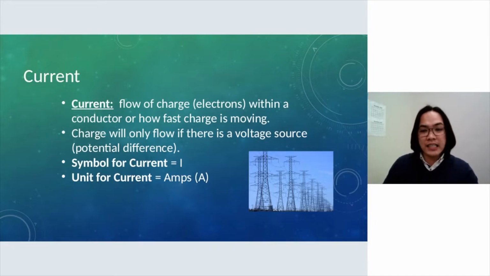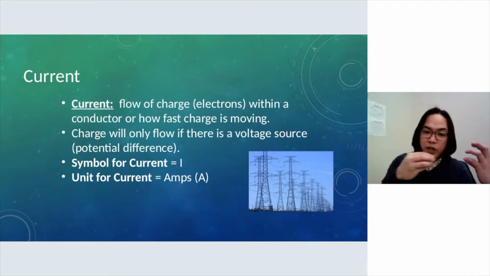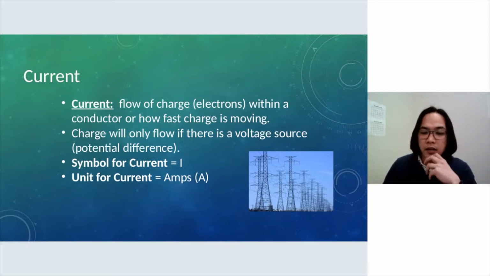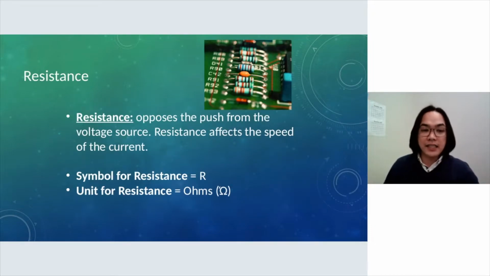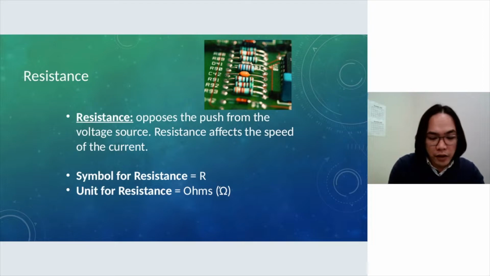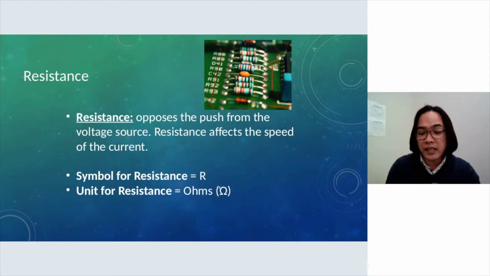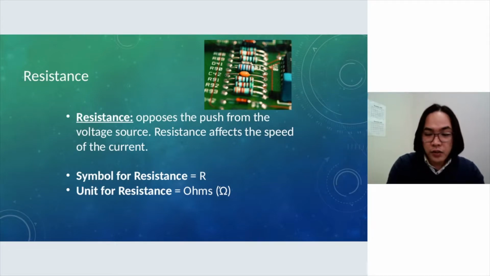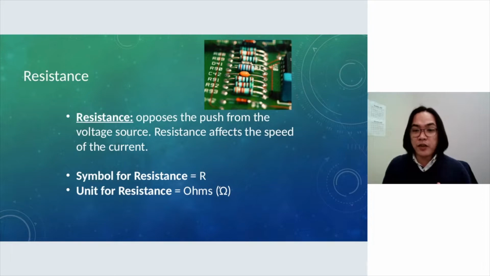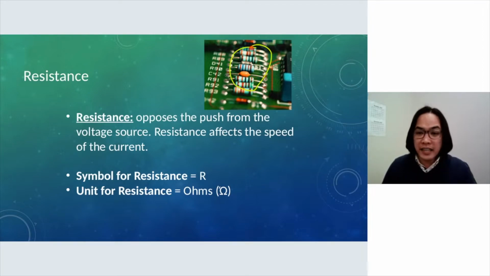Okay, and the last thing is, if you have the battery, now you have the current, well, the electrons will be flowing. The next thing is the resistance. So from the term resistance, we can say that it opposes something. So resistance actually opposes the push from the voltage source. This is an example of a resistance. Usually you would see this inside appliances. So the device that you have at home, when you connect it to a wire, there is actually a resistance.